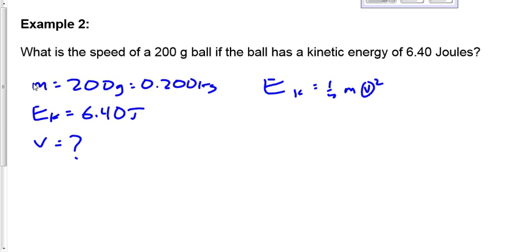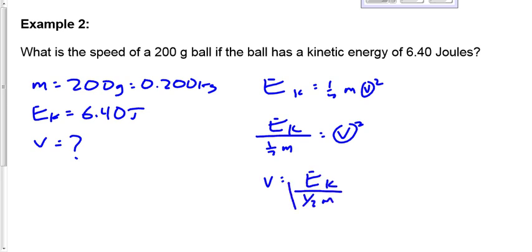What do you got to get rid of first? We'll get rid of what's not attached, but there's nothing that's not attached here, right? So what is attached to the v? M and 1/2 m. Let's take over 1/2 m. 1/2 m is multiplied by v squared, so we're going to take it over by dividing. So EK over 1/2 m is equal to v squared. Now, how do I get rid of the squared? Square root it. So v is equal to the square root of EK over 1/2 m.